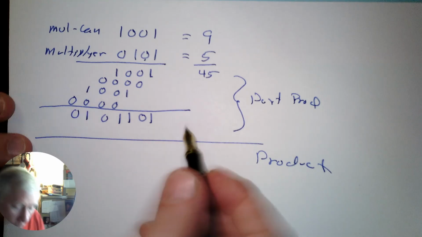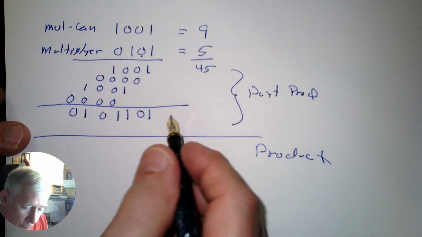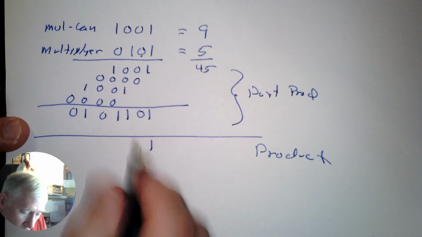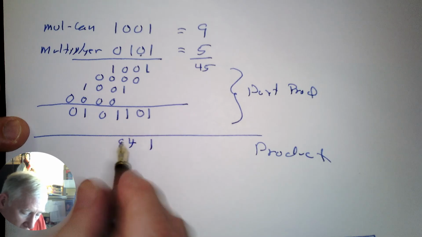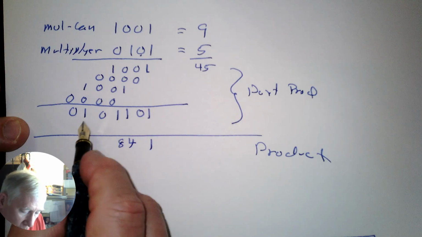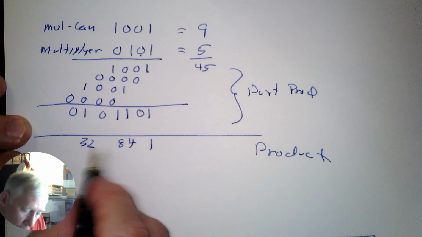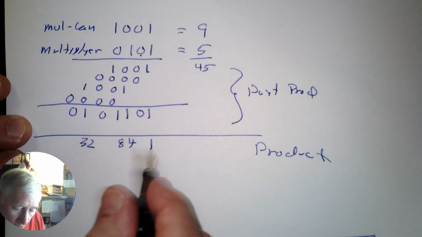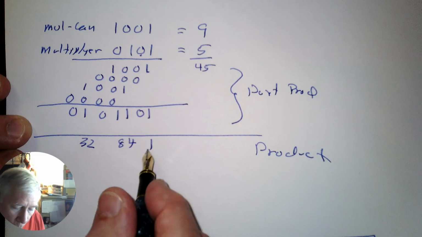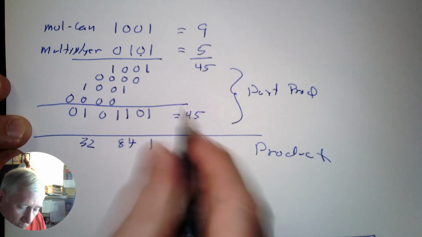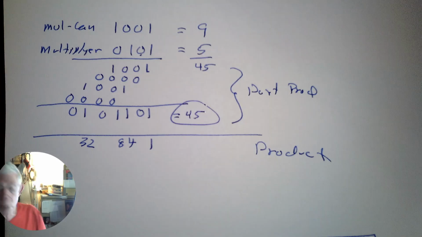Now, the question is did this turn out to be 45? Well, so we know this is 1, 4, 8, that would be 16, but it's 0, 32. 32 plus 8 plus 4 plus 5. So 32 plus 8 is 40, plus 4 is 44, plus 1, 45. So this equals 45. So it works. Exactly right. So you can see multiplication is pretty easy.